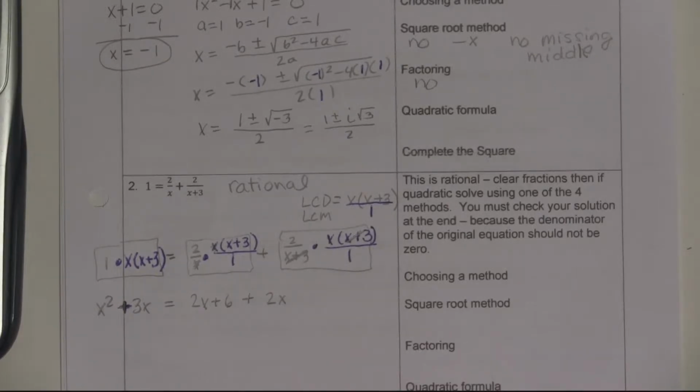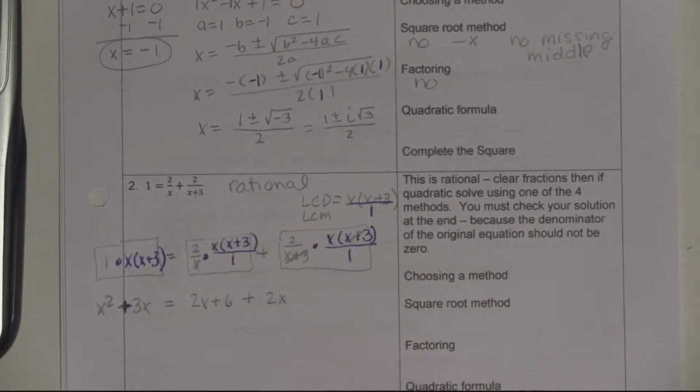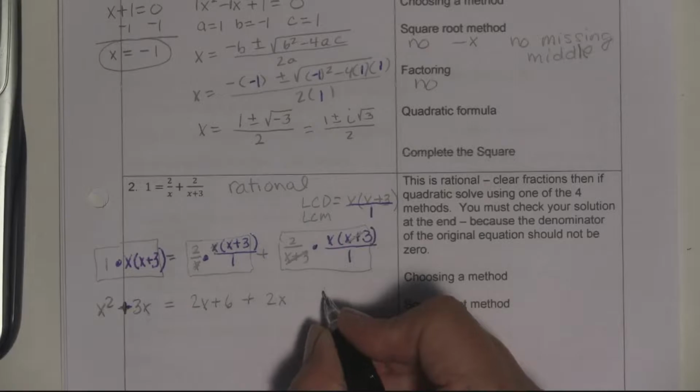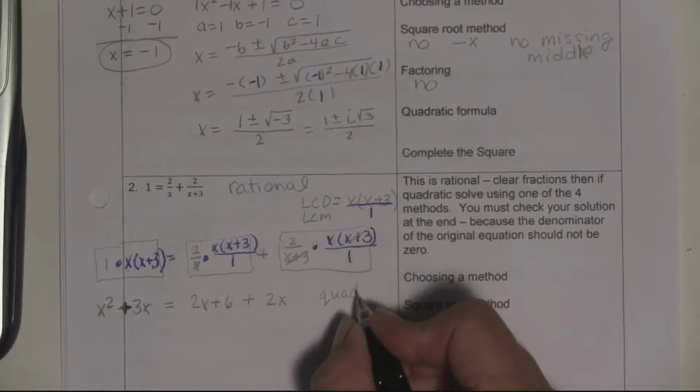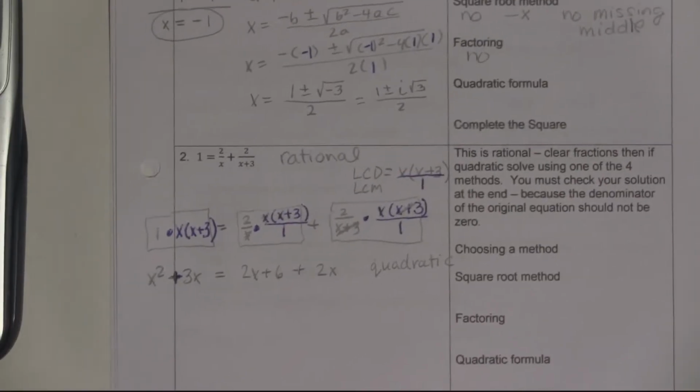So when the dust clears here, I'm noticing now it was rational when I started. Now I have no fractions, so it's not rational anymore because rational had fractions. And now I'm noticing, oh, it's degree 2, right? I'm noticing it is quadratic. That's degree 2. So I have transformed it by clearing the fraction into quadratic.